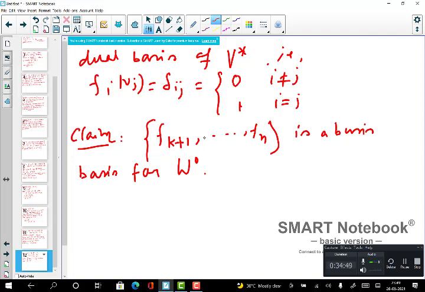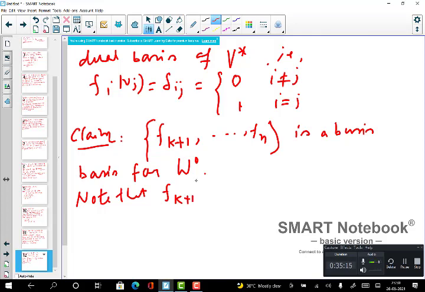Now obviously you need to first check whether these linear functionals are elements of V star or not. So note that before proving, just note that, for example, f of k plus 1.